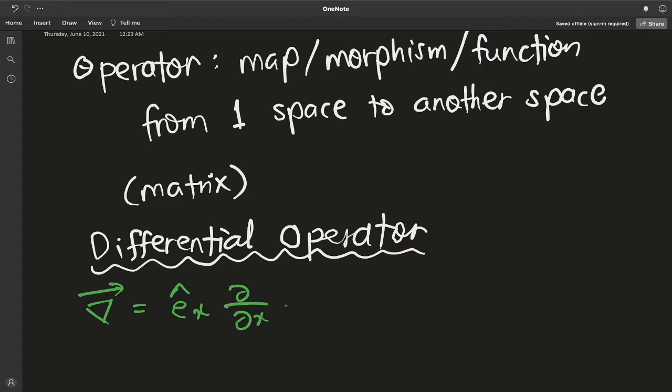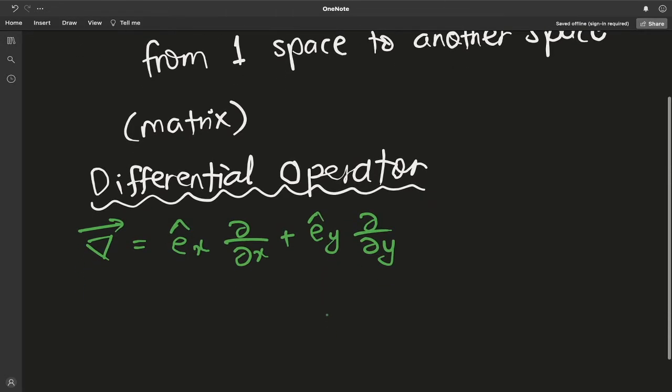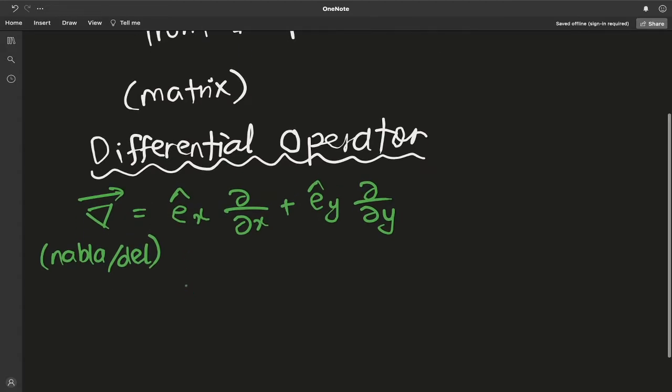Partial derivative with respect to x. And I hope you know what partial derivatives are. If you don't, please watch the last video. So this symbol is what is called nabla or del. It depends. I mean, even I don't have a preference for this. So it depends on how you use this operator.